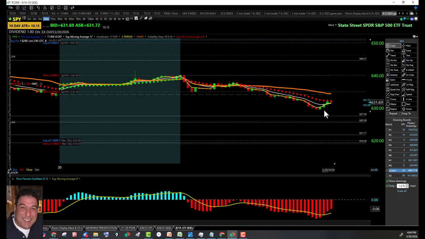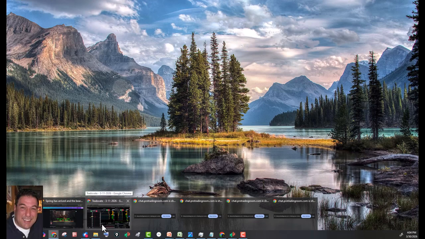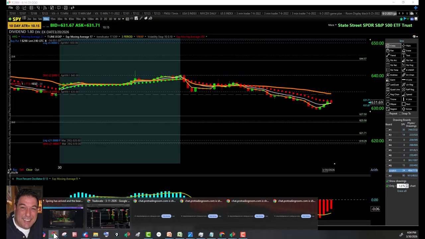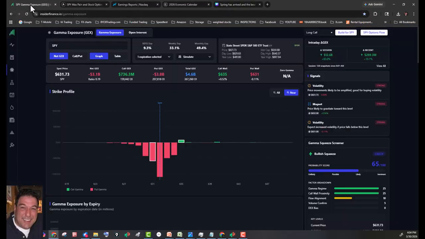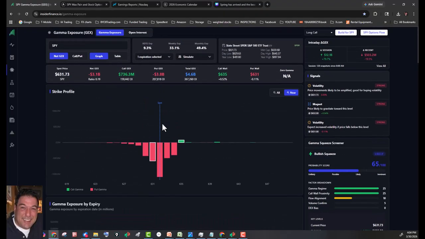All of this was tradable to the downside, right into N1, which was negative gamma 1. If you look at it with the GEX gamma exposure, N1 was 630 right here, and that's what we were looking for, was price to come all the way back to N1 right here. That was our target for the downside. I was kind of hoping for a little bit more.